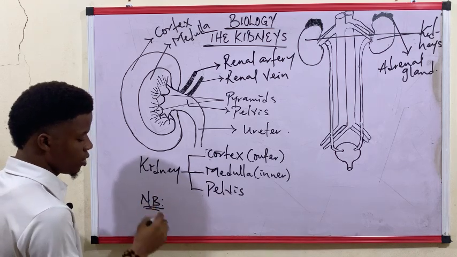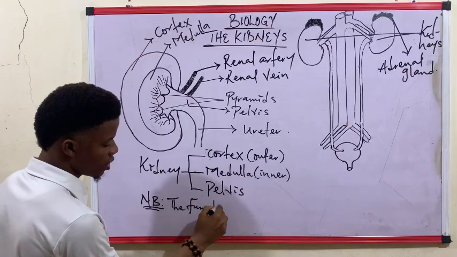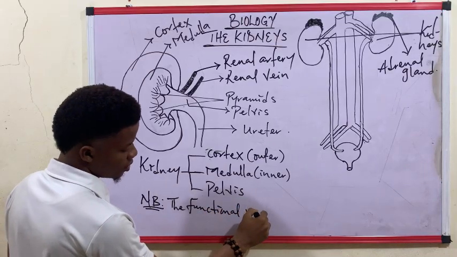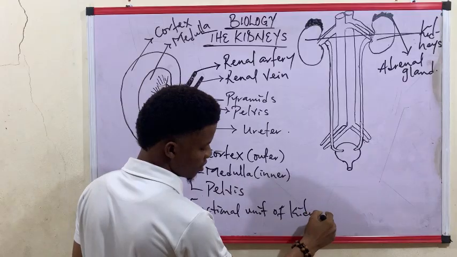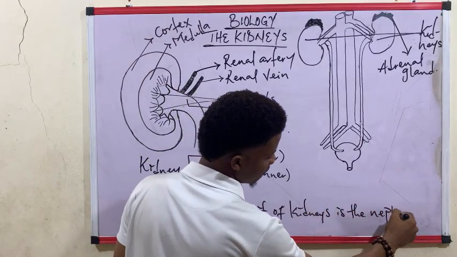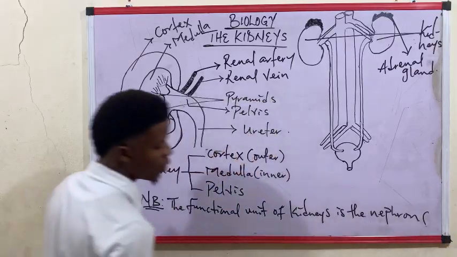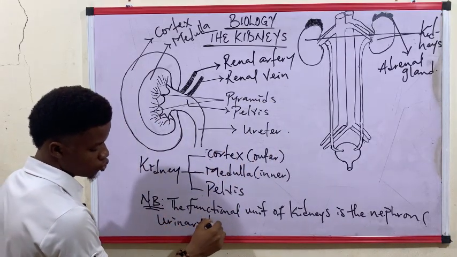Also, speaking about the nephron, please note, very important, that the functional unit of the kidney is the nephron. Nephrons are also called urinary tubules.